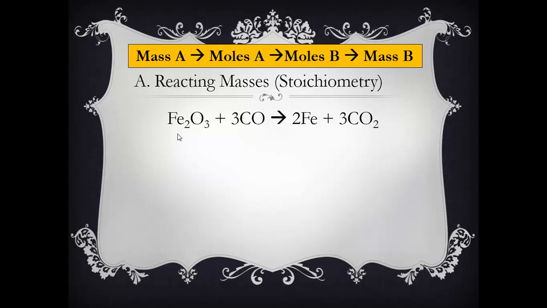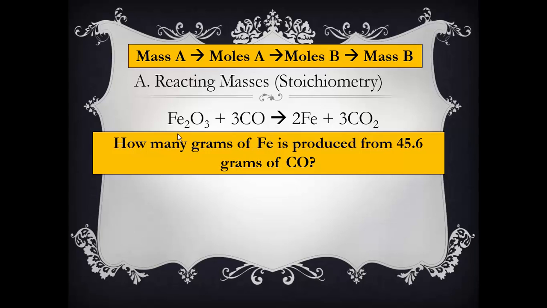Alright, the toughest problem. You have 4 cells: mass A to moles A, moles A to moles B, moles B to mass B. So it's going to have 4 different cells in your DA. We have: how many grams of iron is produced from 45.6 grams of carbon monoxide? So in this case, our given is 45.6 grams.